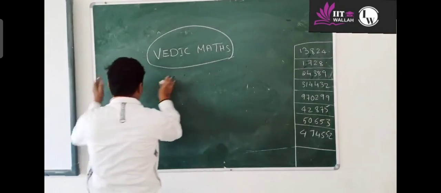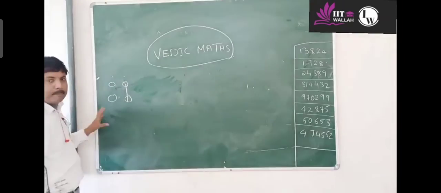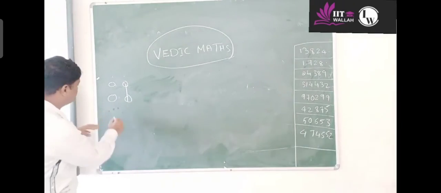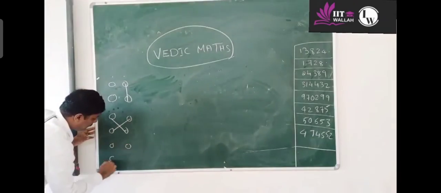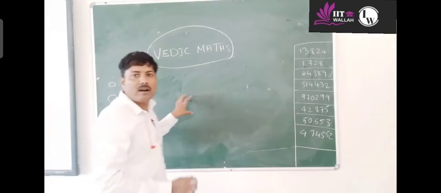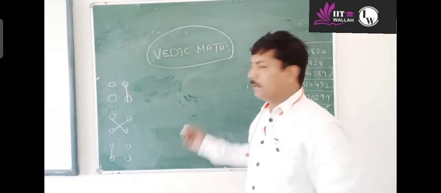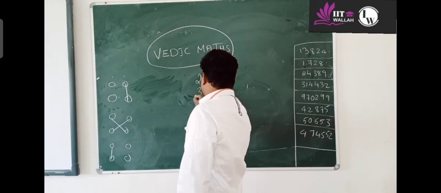Like this is the pictorial representation of that. This I will explain later. Now we are going to multiply any 2 digit numbers. See, 23 into 32.